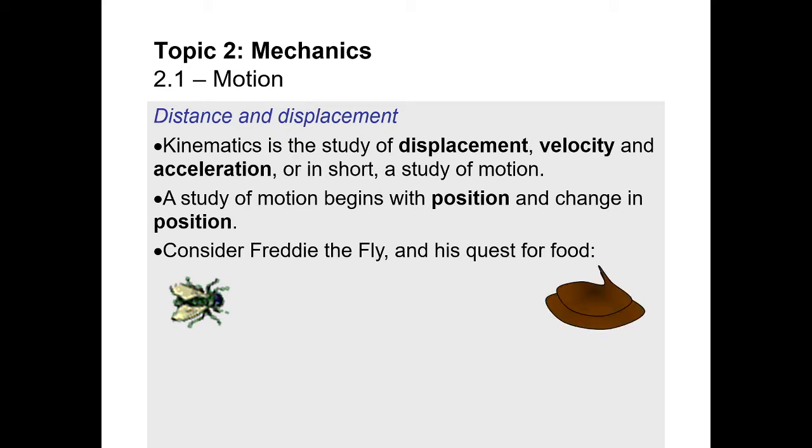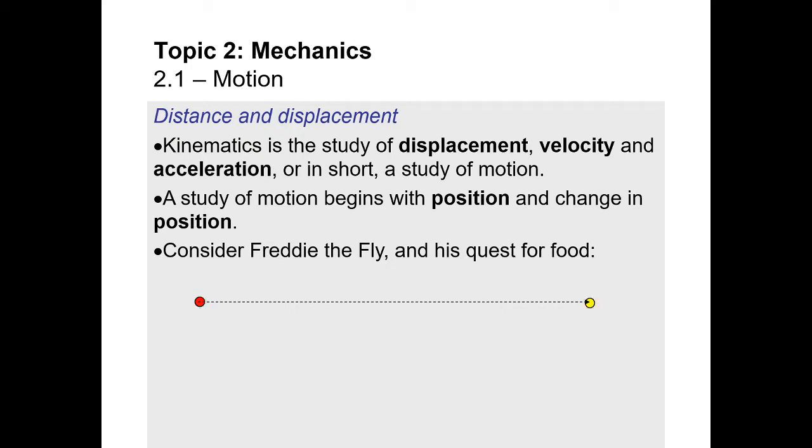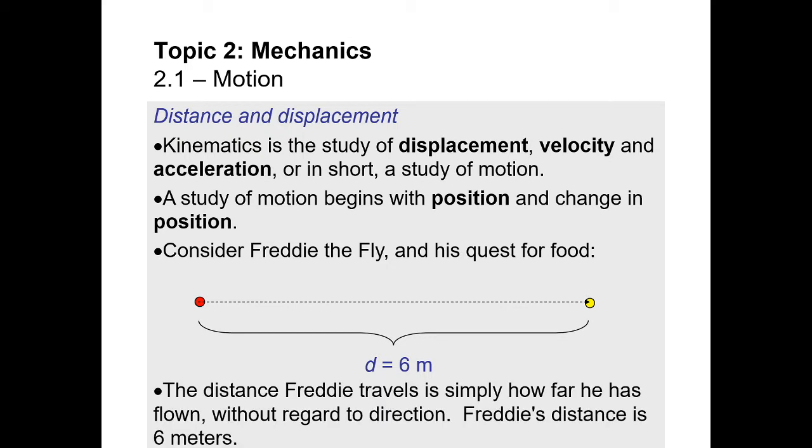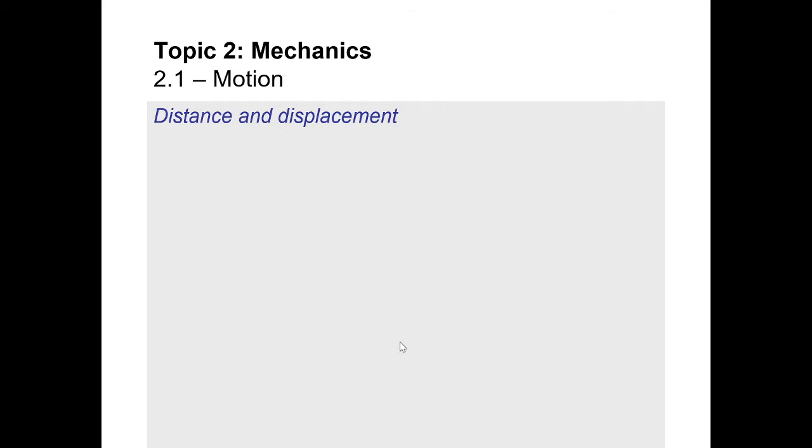All right, so consider Freddy the Fly and his quest for food. There is a melted chocolate chip, and Freddy the Fly is going towards this chocolate chip. And he's going to have to move in a certain direction through a certain distance. Let's say that distance is 6 meters. So if we incorporate the direction, this is a displacement. But if we just quote the distance without a direction, that's a scalar quantity, and that's just distance.